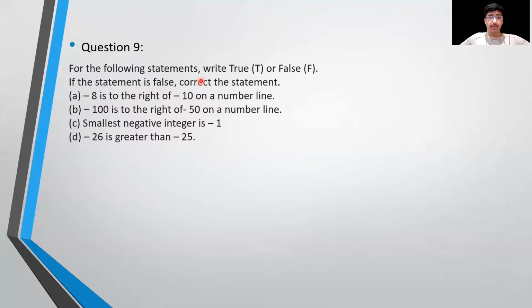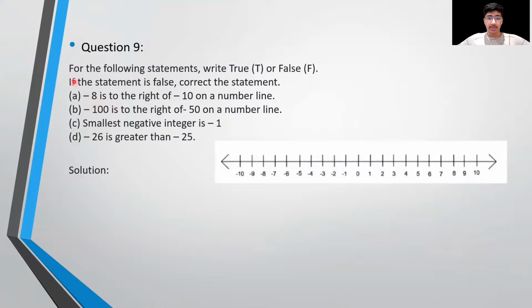For the following statements, write true or false. If the statement is false, correct the statement. All right. So A, minus 8 is to the right of minus 10 on a number line. So on a number line, we have to first identify where minus 8 is and minus 10 is. Now, it says that minus 8 is to the right of minus 10. So minus 10 is over here. And yes, in fact, minus 8 is to the right of minus 10, which is over here. So this statement is true.